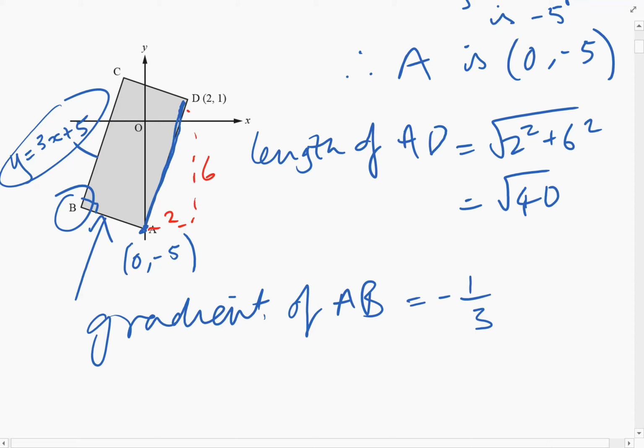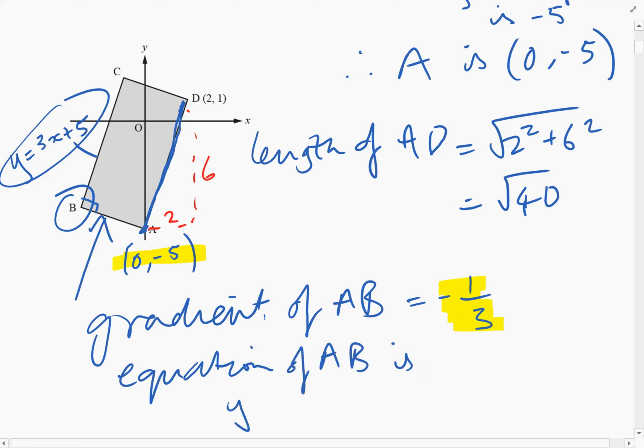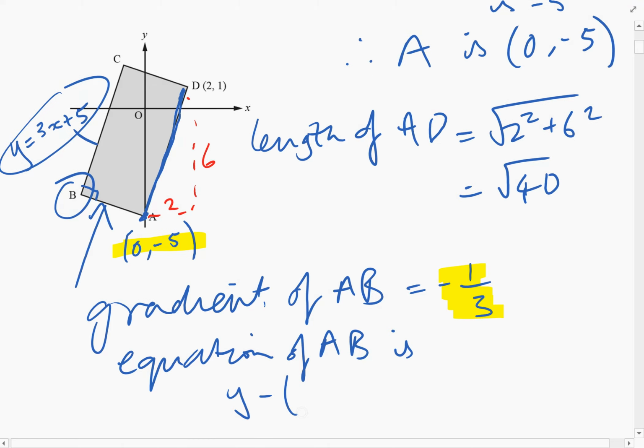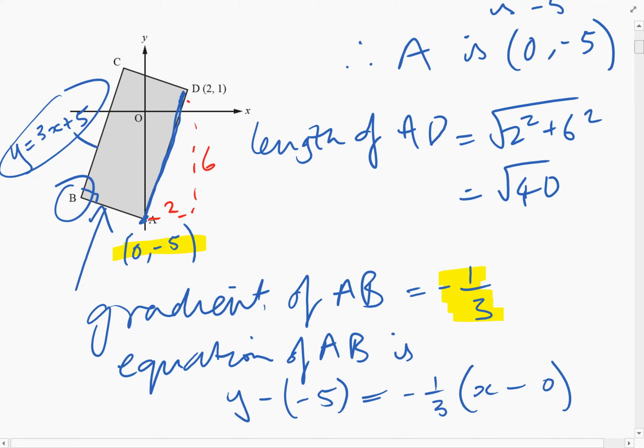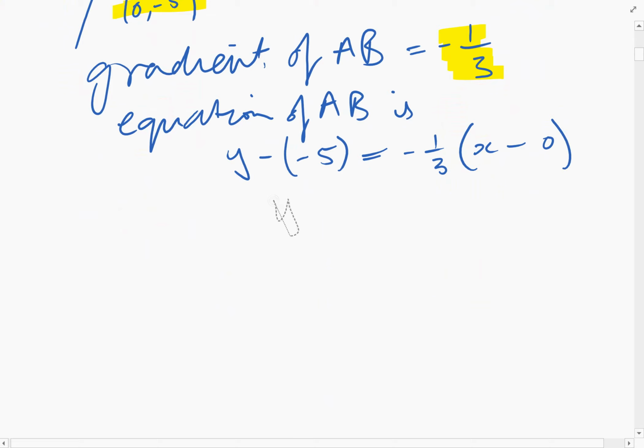And we know that it goes through this point here. So it's got a gradient of minus 1/3. It goes through 0, minus 5. So the equation of AB is going to be y minus minus 5, I'm using y minus y1 equals m times x minus x1 here, equals minus 1/3 times x minus 0. And so if we simplify that, we've got y plus 5 equals minus 1/3 x. So y equals minus 1/3 x minus 5. So that's the equation of AB.